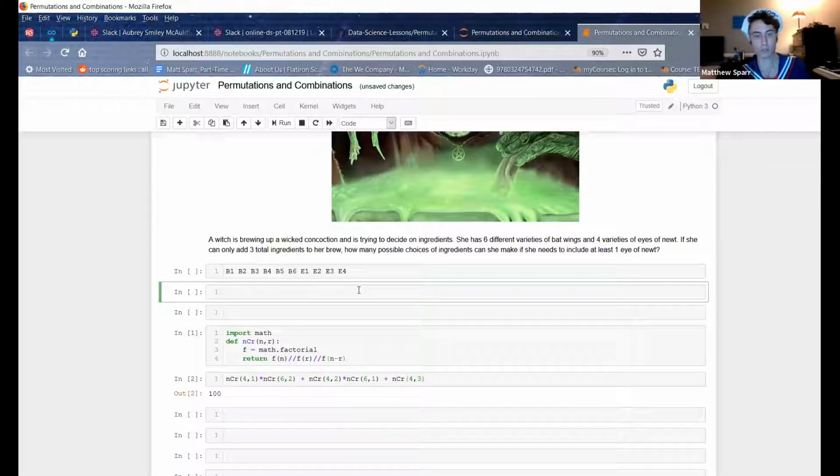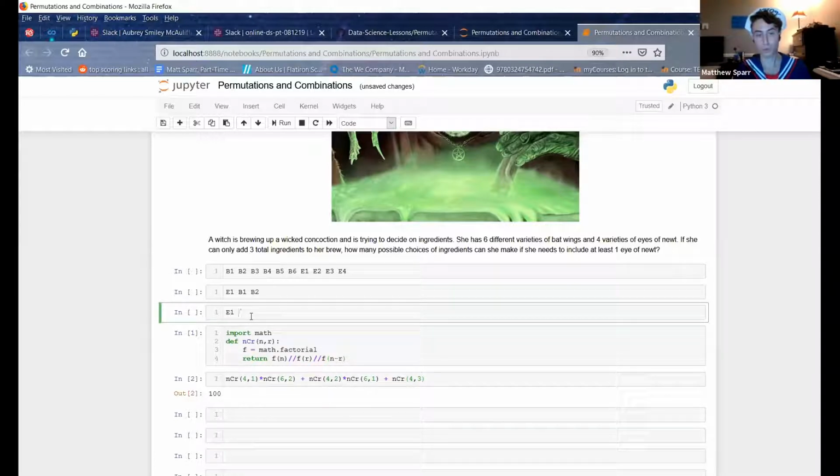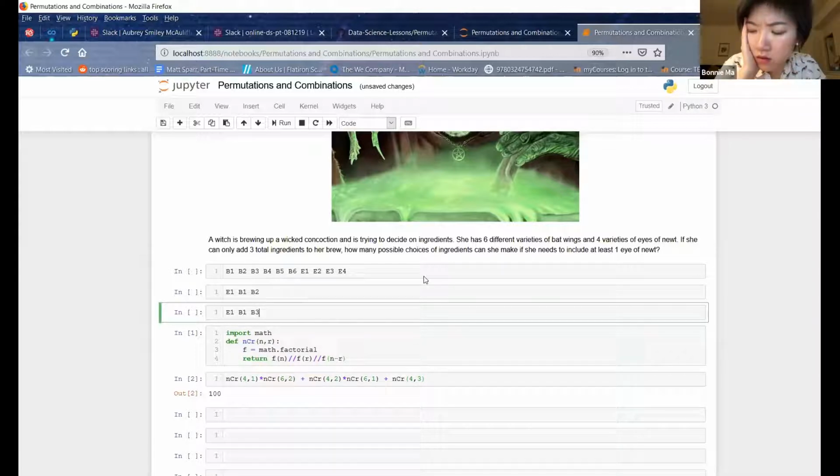Now, for the first set, I can pick 1 eye and 2 wings. So there's 4 different eyes to choose from for that first eye. And then for the 2 wings, there's 6 different to choose from. So I could do E1, B1, B2, but then I could also do E1, B1, B3. So you can see how there's going to be a lot more combinations then, since these are distinct. My result is 600. Yours is 100.